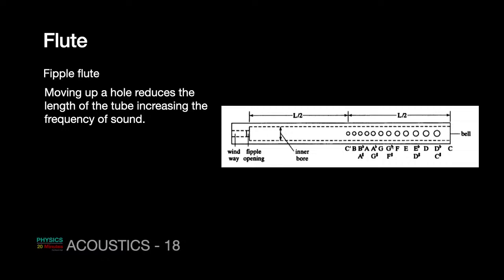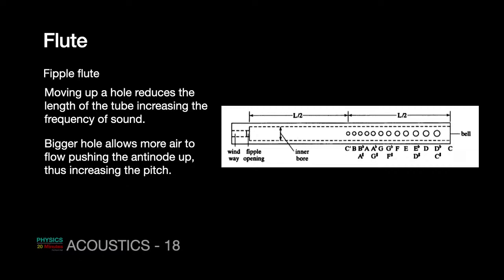The number of holes varies from tradition to tradition. North Indian traditions use 6 holes, South Indian traditions use 8 holes. Bigger holes allow more air to flow, pushing the antinodes up, thus increasing the pitch. So if the hole is bigger, remember we have talked about the effect of tone hole on pitch, it is equivalent to reducing the length.